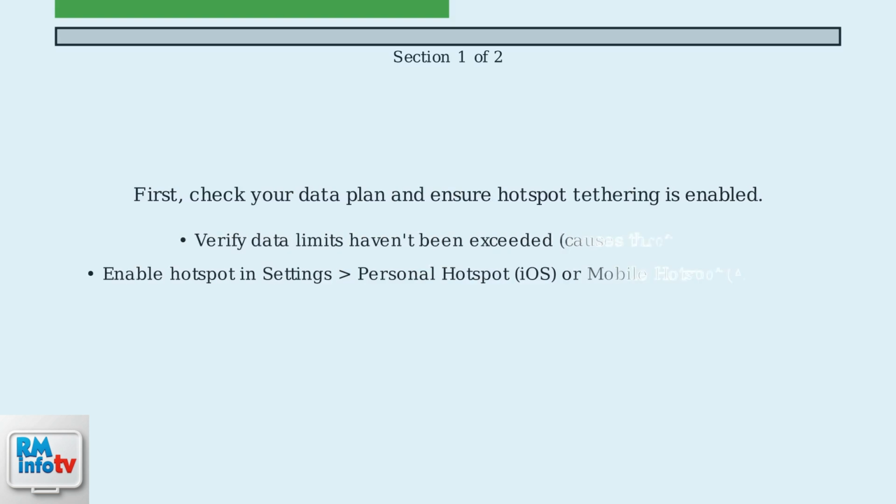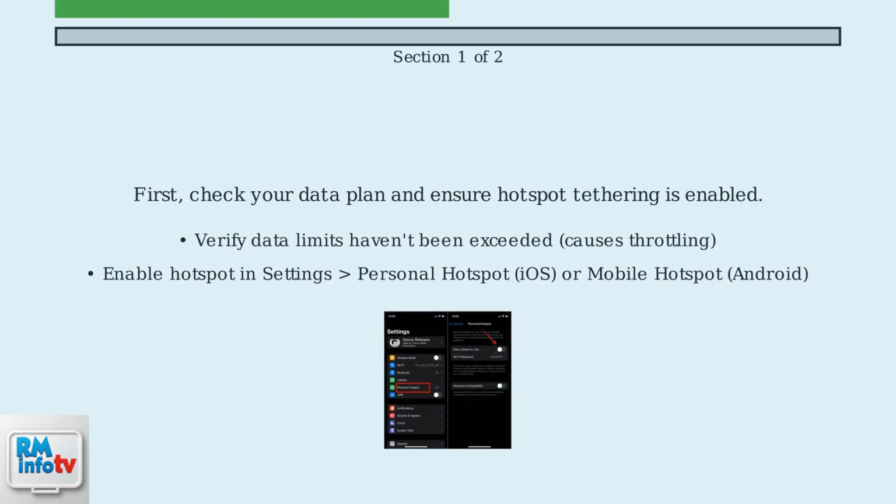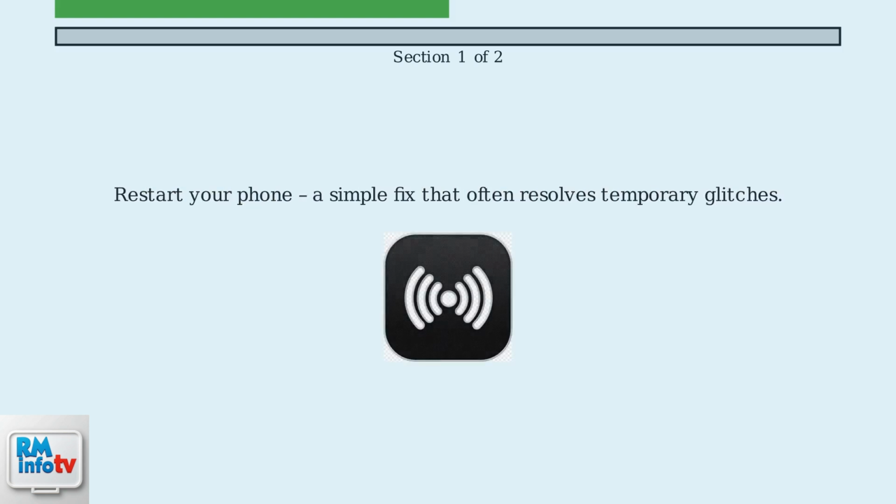First, check your data plan and ensure hotspot tethering is enabled and that you haven't exceeded your data limits, which can cause throttling. Restart your phone, a simple fix that often resolves temporary glitches.